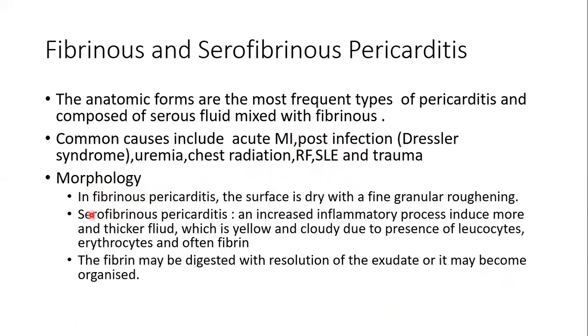So for the morphology, in fibrinous pericarditis, like I said initially, the surface is dry with fine granular roughening, and then serofibrinous pericarditis has an increased inflammatory process, which induces production of fluid which is thicker, and which is said to be yellow and cloudy due to the presence of leukocytes, erythrocytes, and also fibrin. And over time, there may be resolution of the exudate, or it may become organized.